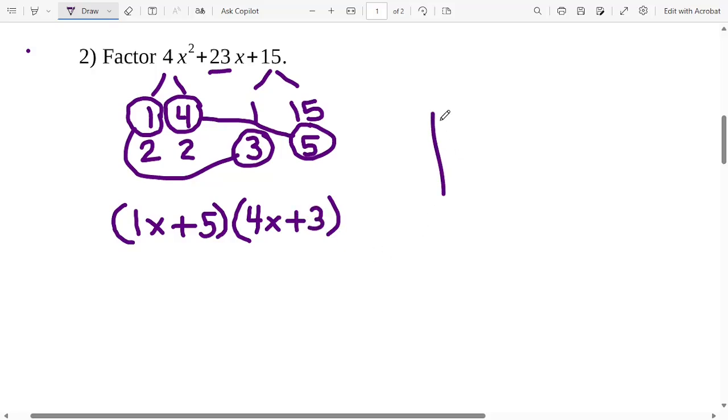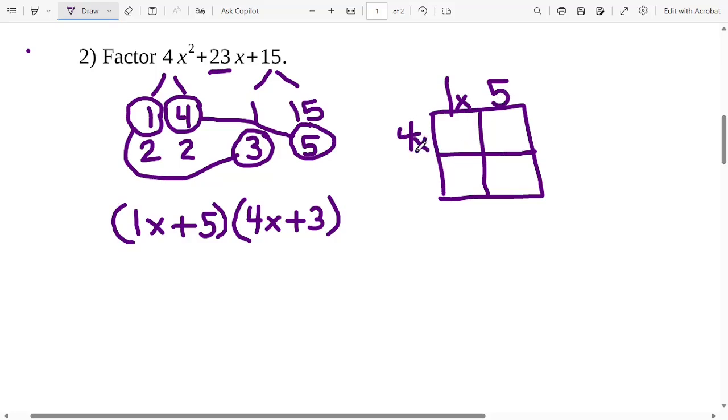Okay, let's do a quick check with our Punnett square here. So we have 1x plus 5 times 4x plus 3. So 4x times 1x is 4x squared. 4x times 5 is 20x. 1x times 3 is 3x. Why did I write a squared there? I don't know. Might be a little tired. It's just 20x. 3 times 5 is 15.